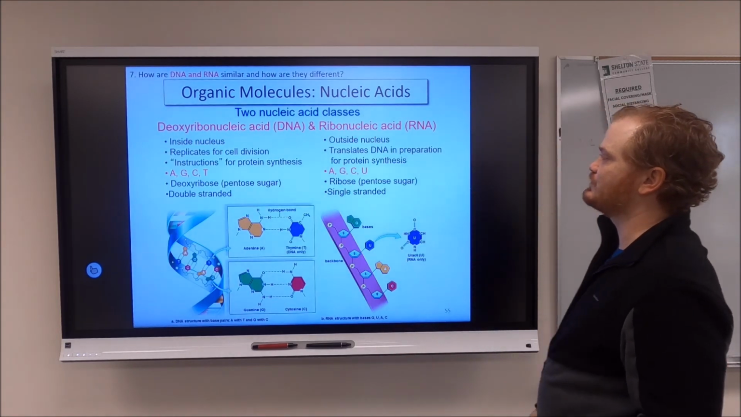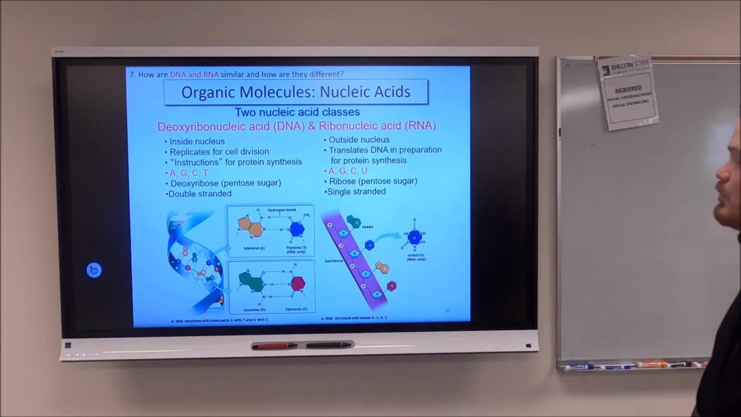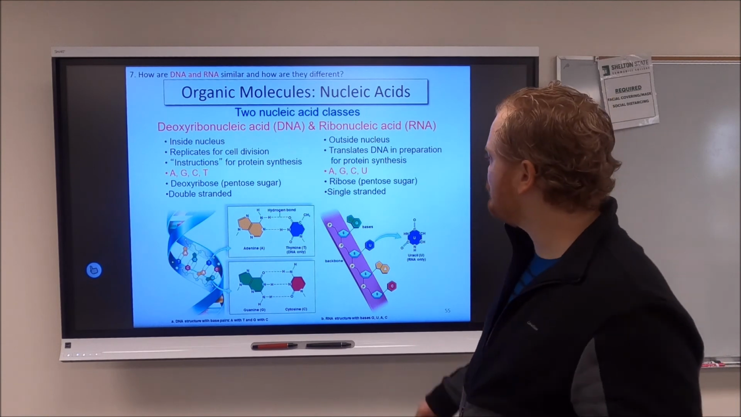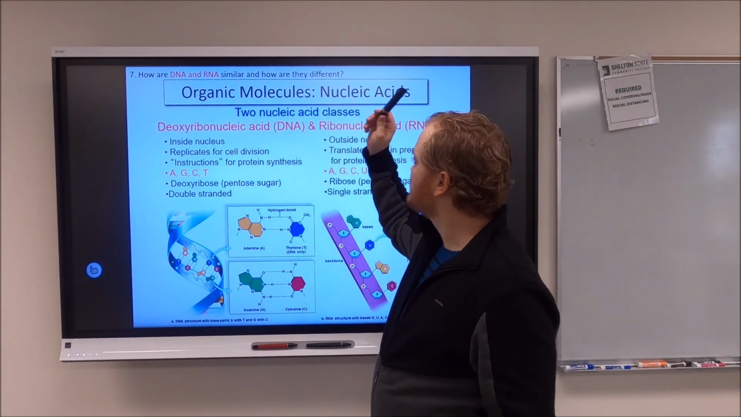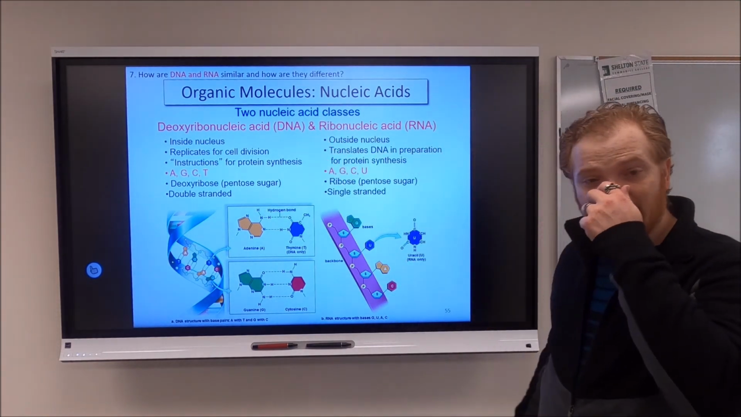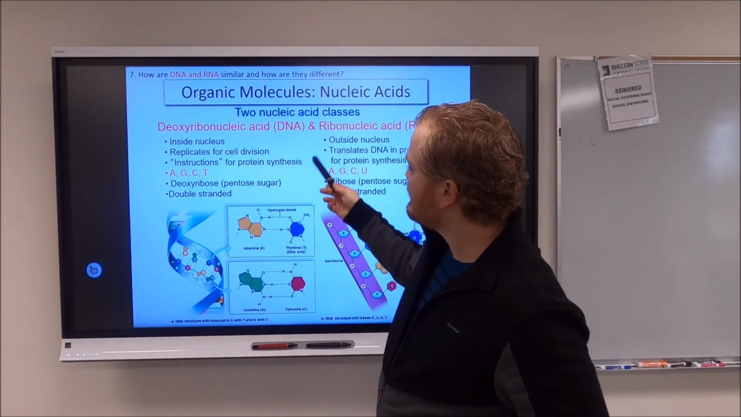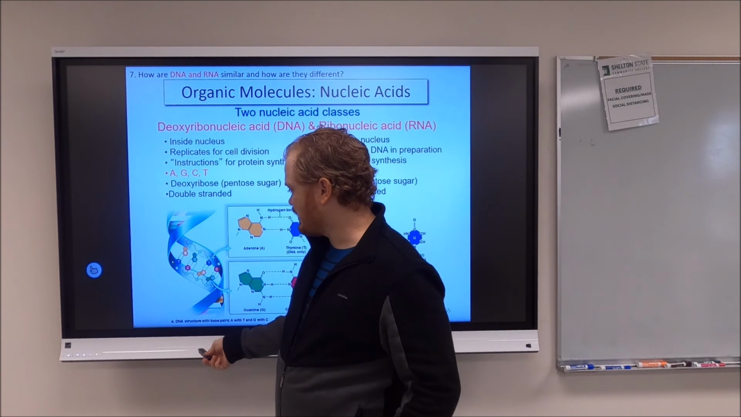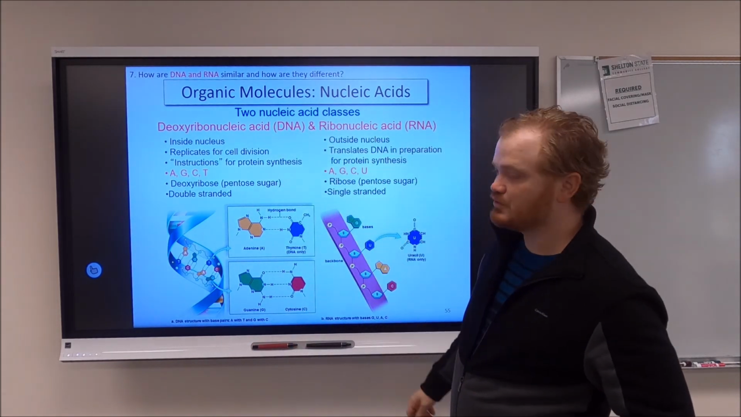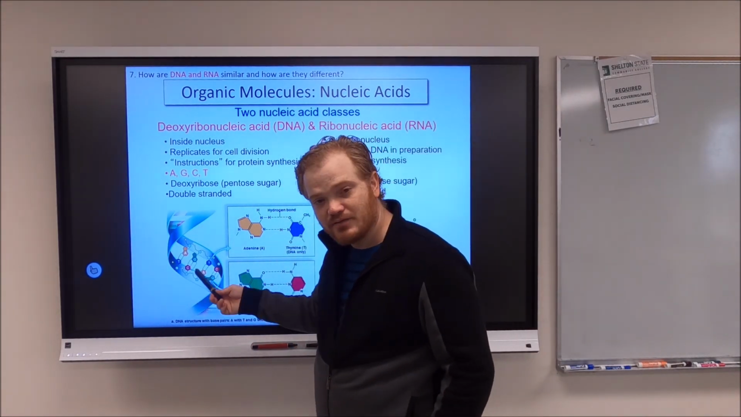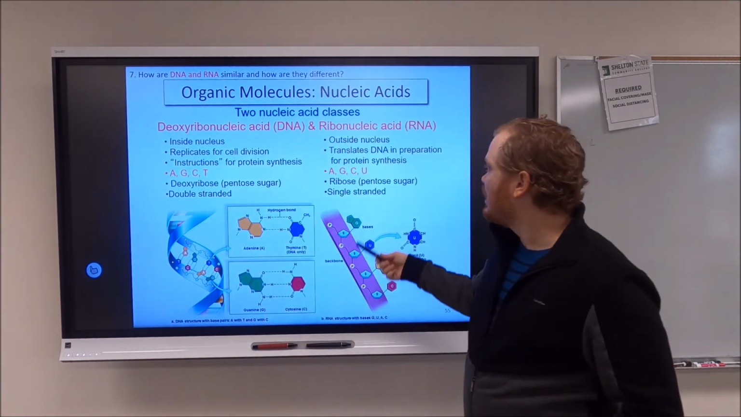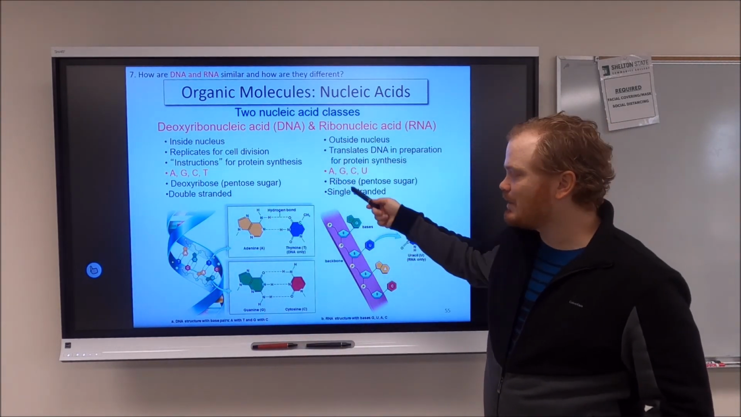Now, in the realm of nucleic acids, again, there are 2 for our purposes. These are DNA and RNA, and DNA and RNA are quite different from one another. DNA, deoxyribose nucleic acid, versus RNA, ribose nucleic acid. DNA, the sugar is deoxyribose. RNA, the sugar is just ribose.